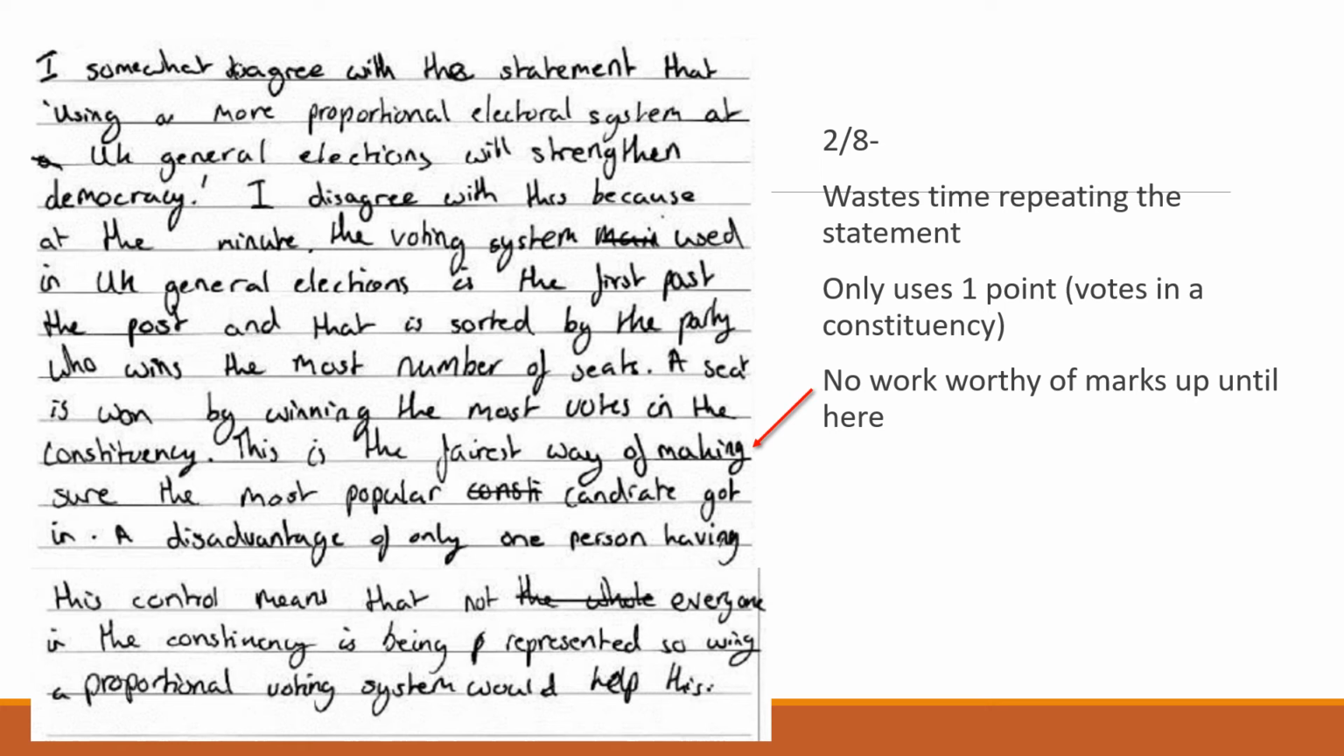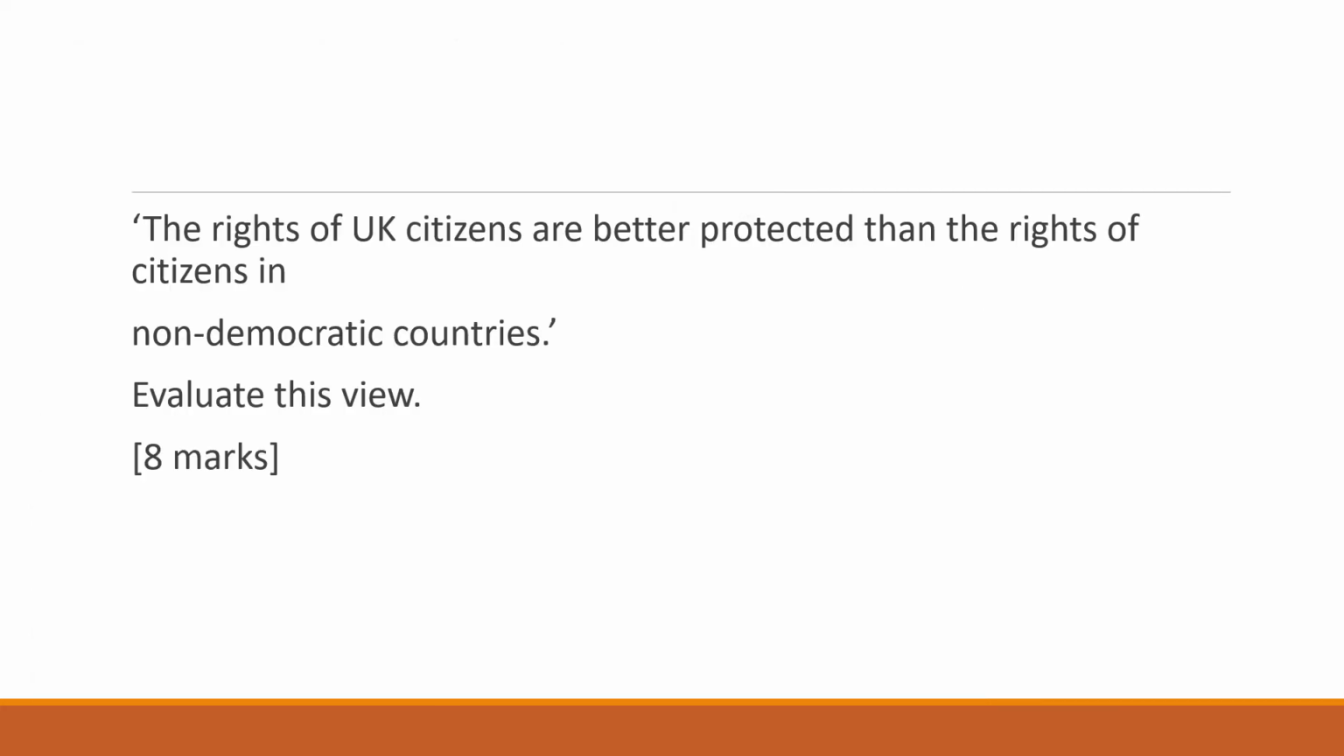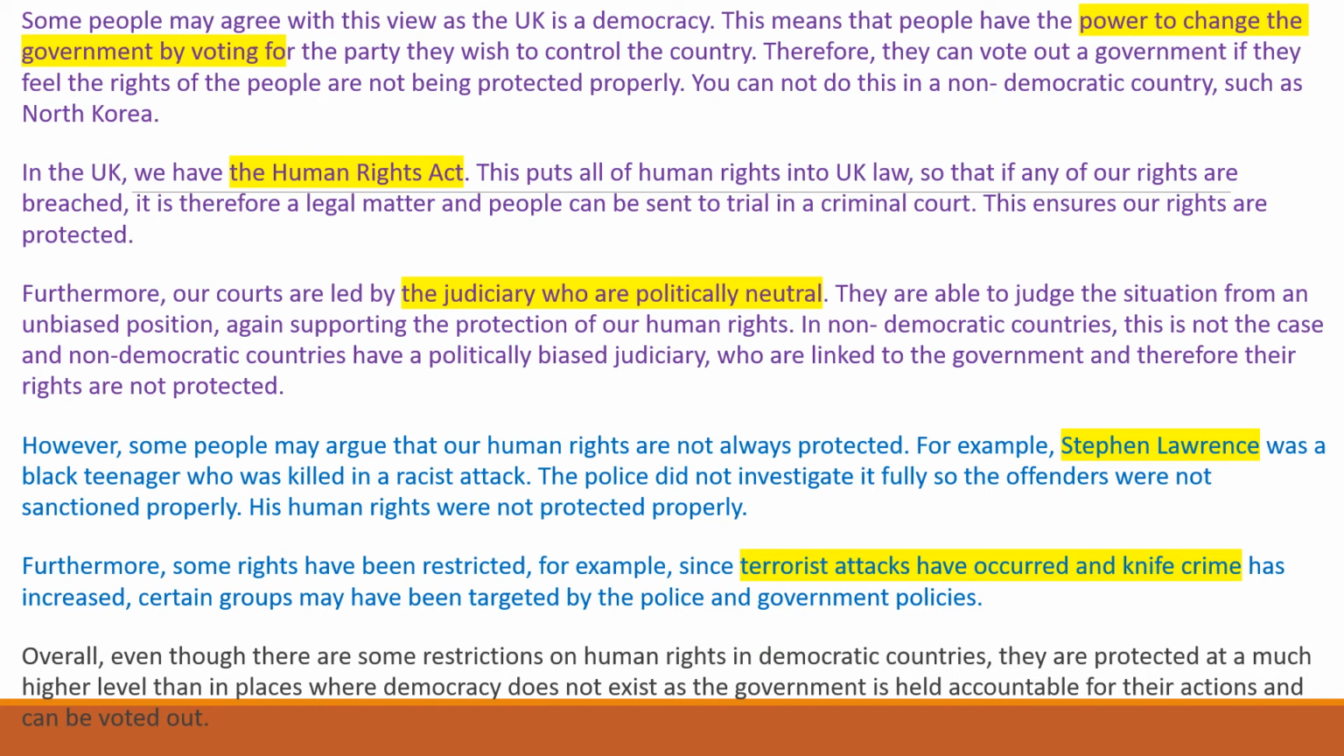So basically, you need to have lots more points, you need to make sure you've got your evidence in there and use a conclusion. A better example then. This one says, the rights of UK citizens are better protected than the rights of citizens in non-democratic countries. Evaluate this view. Evaluate will always mean look at the good and the bad. So the good and the bad points about that. So for 8 marks, let's have a look.